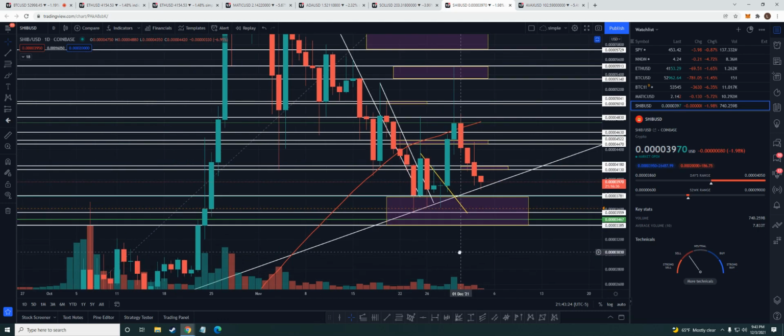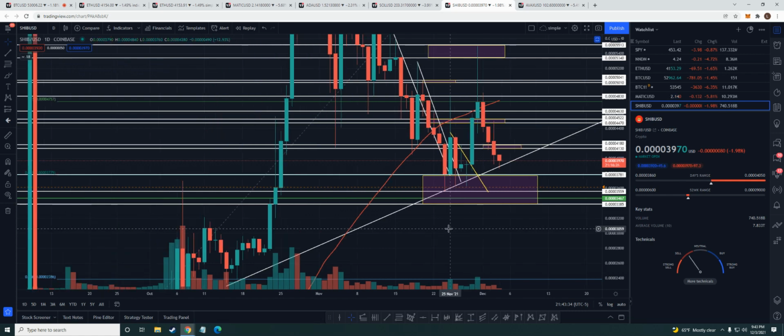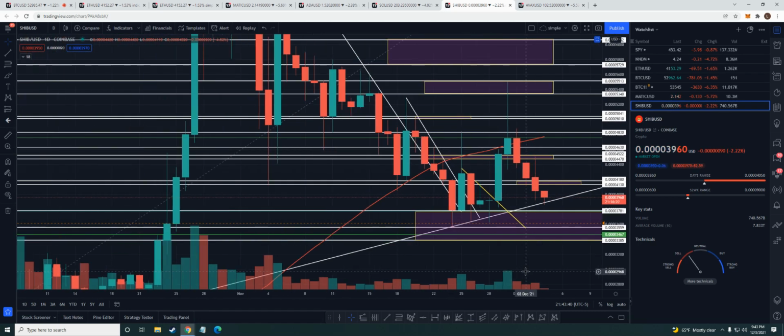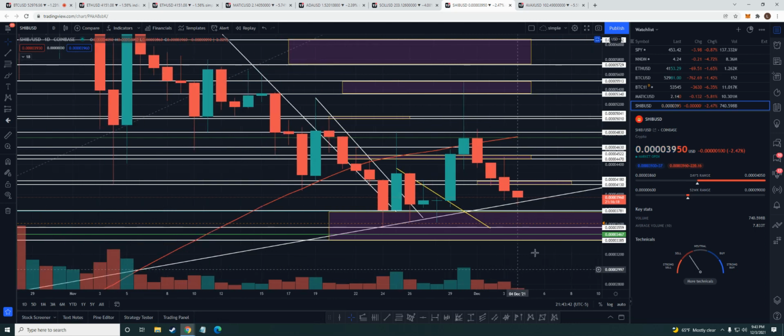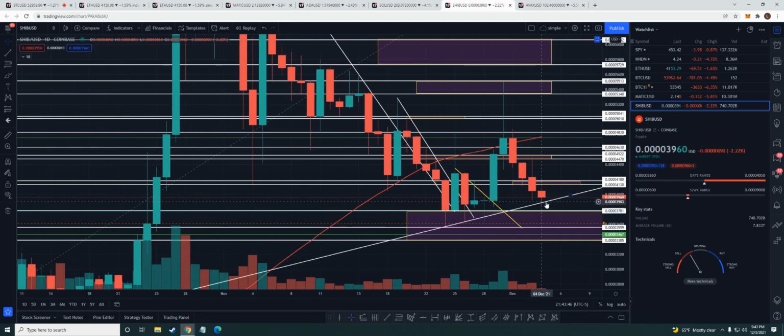This zone here, I don't want to see us going 4-hour candle closing under 37.81 or even 35. That would look very, very bad. Then we could see this thing really coming down. So just keep an eye on that for the SHIB army. Let's see if this bounce holds up. So far, it looks like it might.